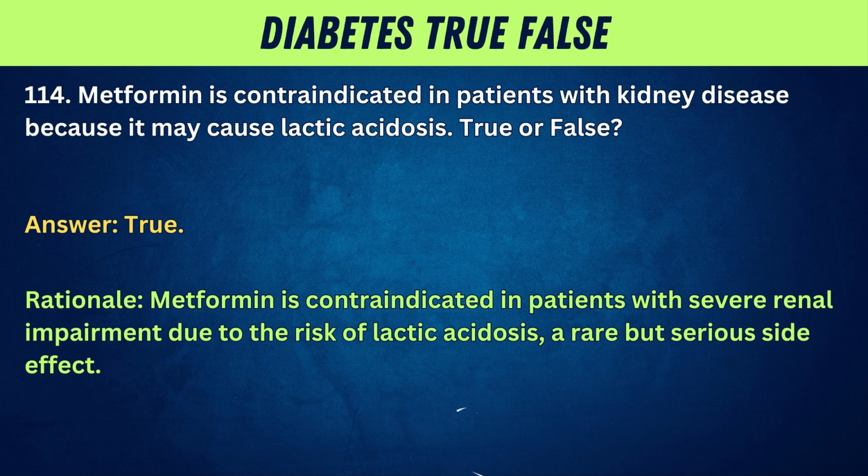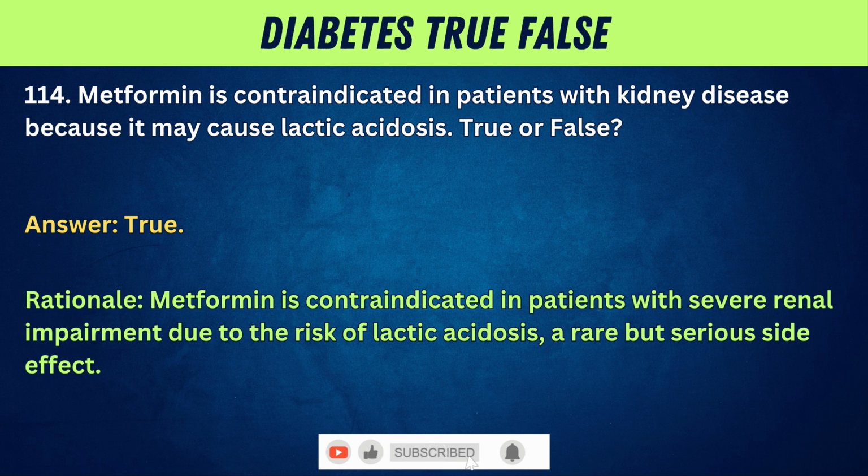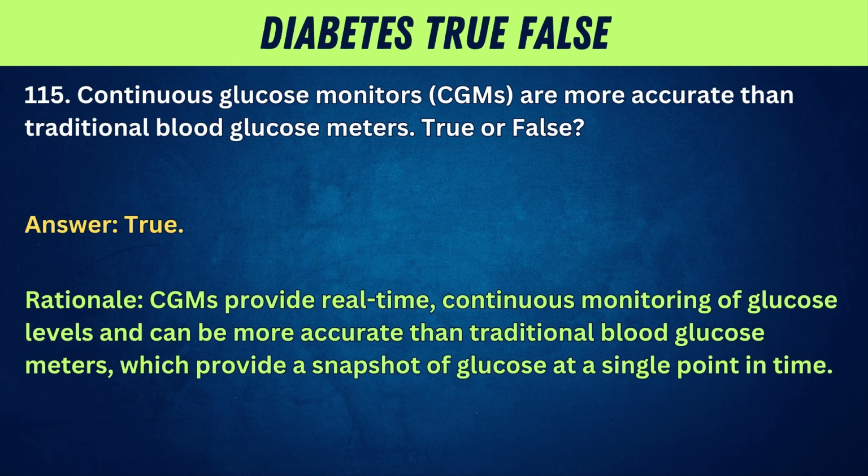114. Metformin is contraindicated in patients with kidney disease because it may cause lactic acidosis. True or false? Answer: true. Rationale: metformin is contraindicated in patients with severe renal impairment due to the risk of lactic acidosis, a rare but serious side effect.